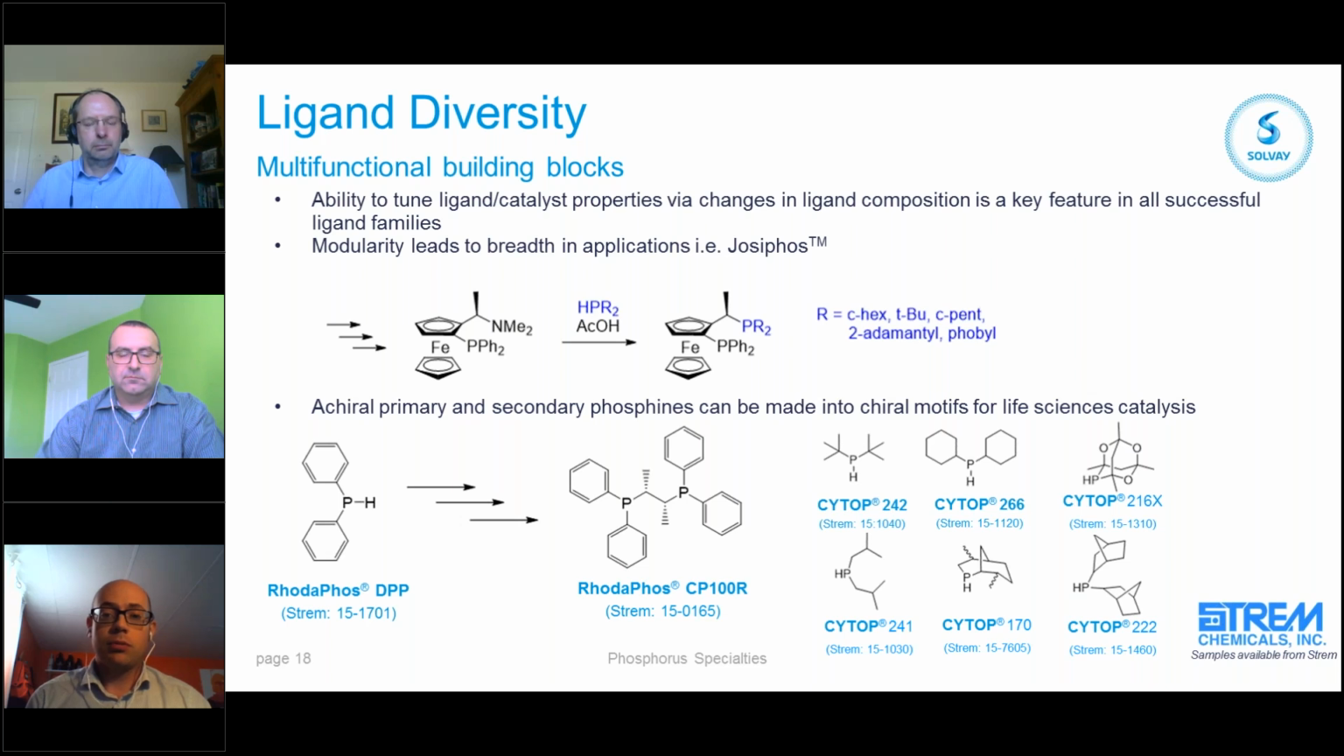We're not just limited to precursors, obviously. If you look at the case of diphenylphosphine, which is a product we supply as well, in our own cases, we'll actually convert that to much more complex and elegant ligands, such as the Rhodophos CP100R, which is more commonly known as Chirophos, and supply those materials into different applications.